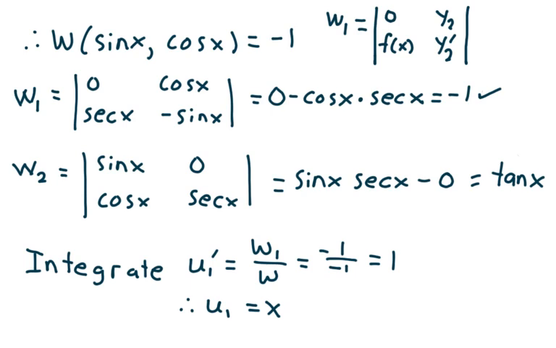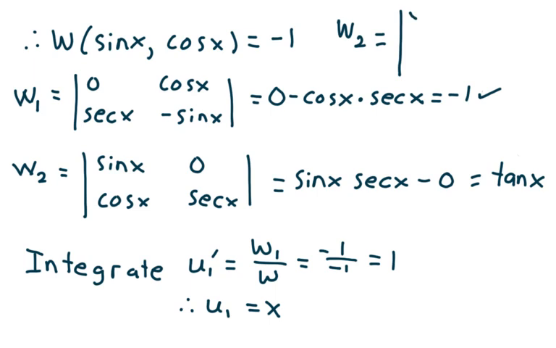Now, let's take a look at W2. So I'm going to erase W1, and let's write down W2. W2 is the determinant of, in the first column, y1 and its derivative. In the second column, 0, f of x. And so W2 is the determinant of a 2 by 2 matrix where the first column is sine x, cosine x, the second column is 0, secant x, which is equal to sine x times secant x minus 0, which is equal to tangent x.